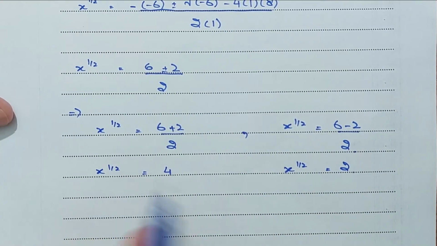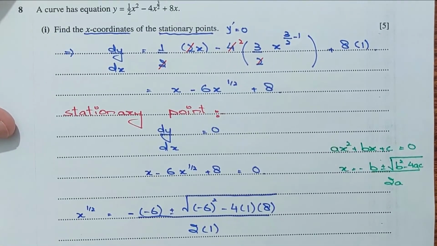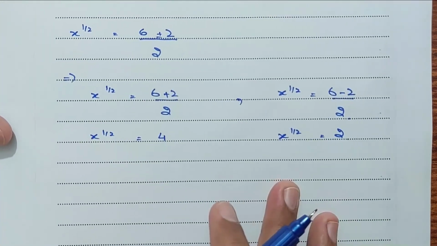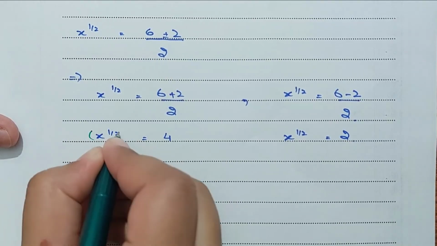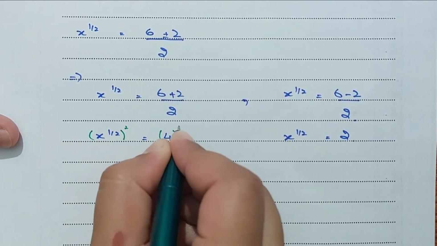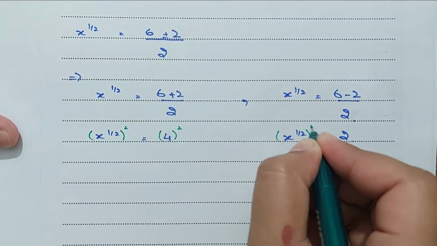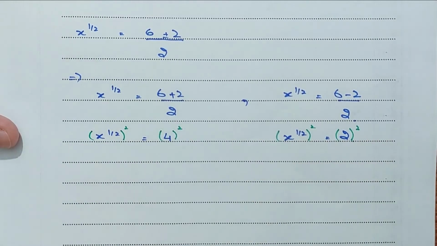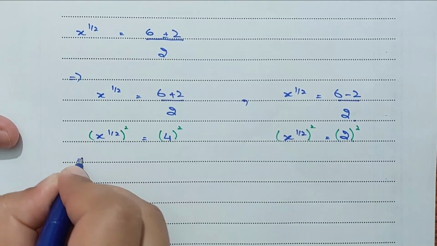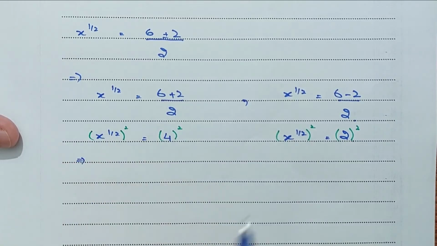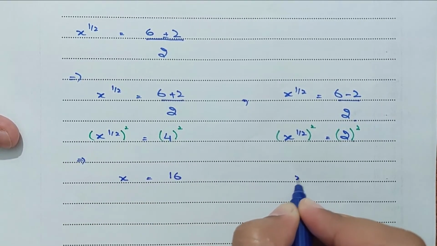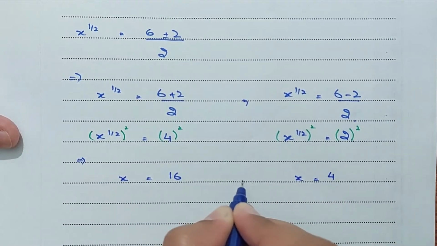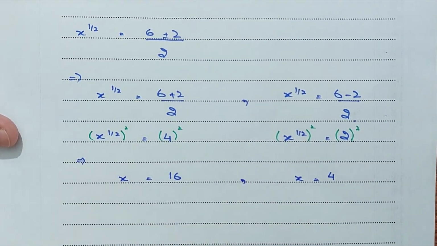Now this is x^(1/2), but we have to find the x coordinates, just the x value. So how can we get the x value? If we square both sides, we will get the x value. We get the square root of x and its square just cancels out. We have x equals 16 and x equals 4. So these are the two x coordinates of the stationary points.